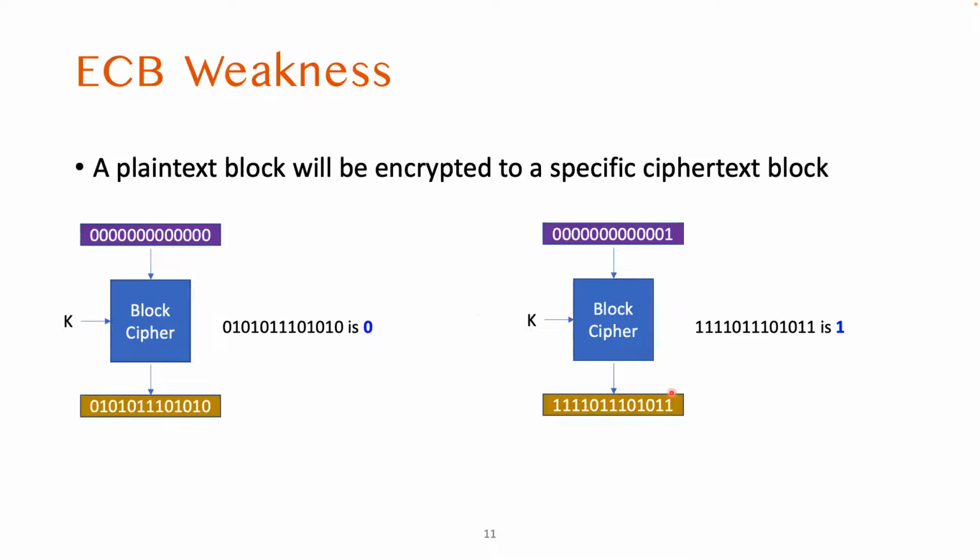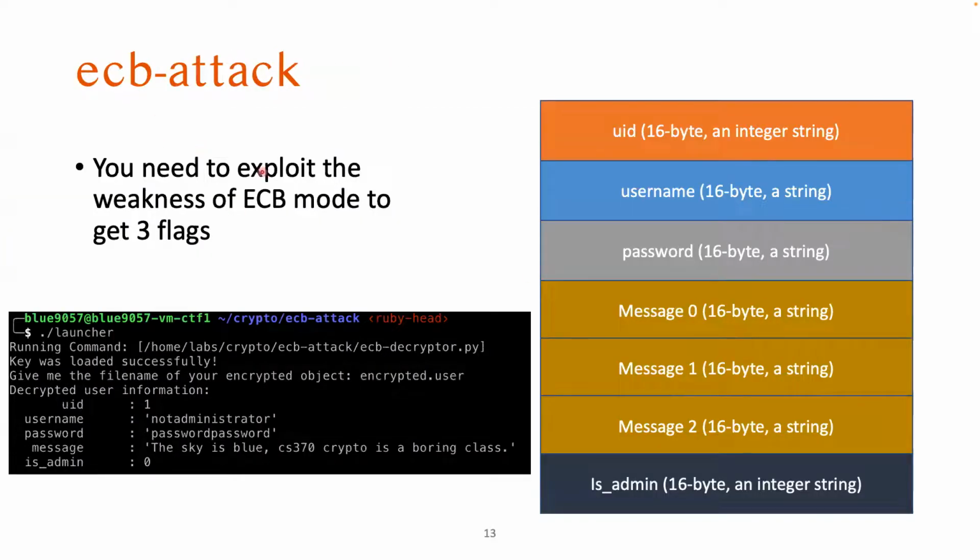In the ECB attack challenge, you will be given one of the encrypted user data. It creates a user data structure composed of the UID, username, password, message, and admin, that kind of data. But I used a very secure key to encrypt the data as an encrypted user. I will not give you the key, so you cannot generate arbitrary data. But what you can do is manipulate the ciphertext to match a certain condition.